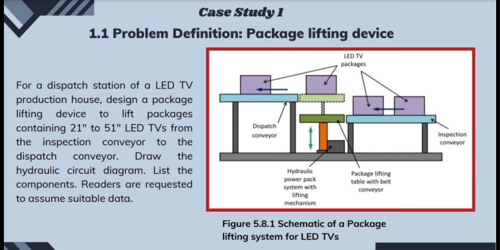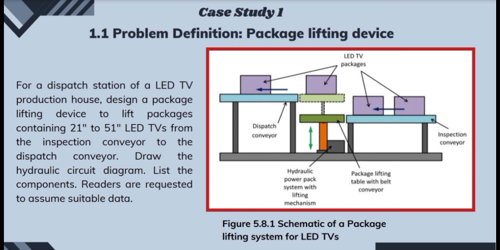So, you can see in the picture, which is Figure 5.8.1, the schematic of a package lifting system for LED TVs. You can see the LED TV packages in violet. The inspection conveyor is in blue, on the right part. And then here the dispatch conveyor on the left side is also blue. And then the hydraulic power pack system with lifting mechanism is black, and then the package lifting table with belt conveyor is green. As for the function of what is in the picture, the inspection conveyor and the dispatch conveyor, both blue, handle the packages.